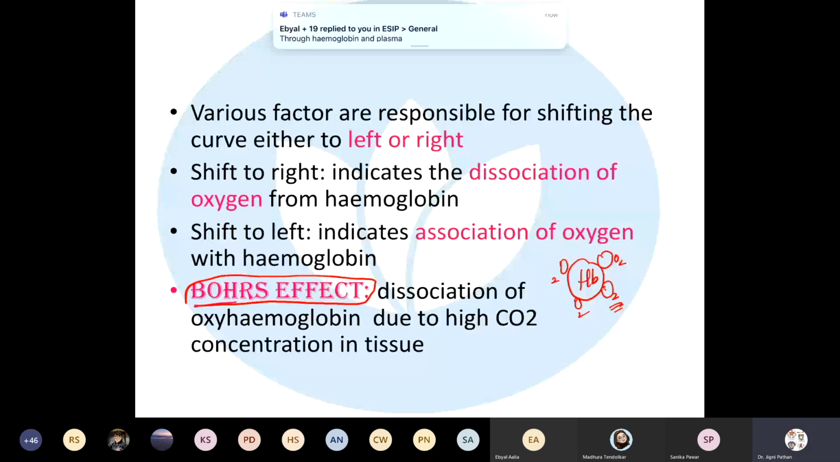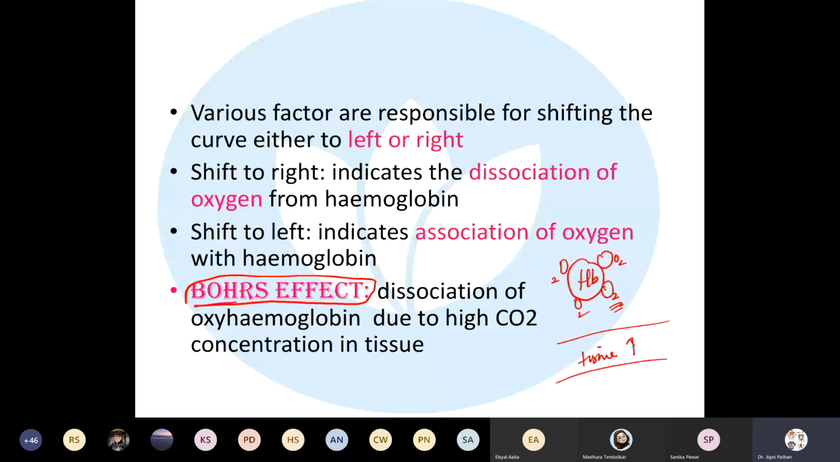No, did I mention that? I didn't mention this. Don't answer questions which I have not asked. My question was, when do you think oxygen will dissociate from the hemoglobin? When the graph moves right. Very good. When does the graph move right? Now this is tissue. In tissue, when the carbon dioxide level is higher, that time the hemoglobin will dissociate oxygen to the tissue and then it is released.